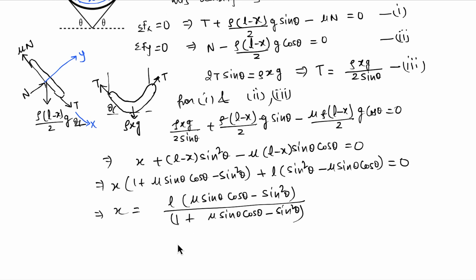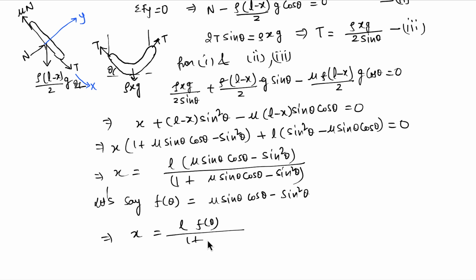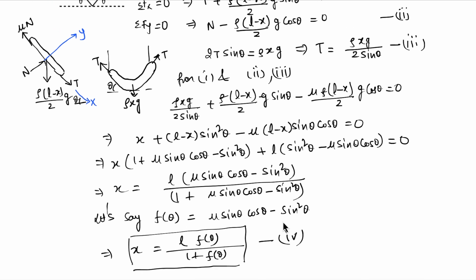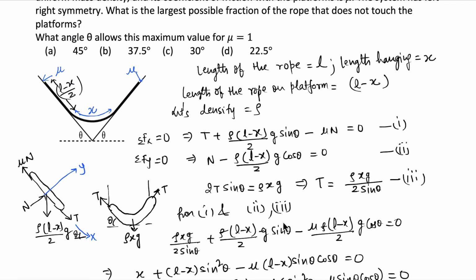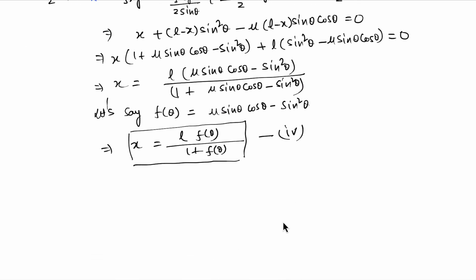Okay, so let's assume that f theta is mu sine theta cos theta minus sine square theta. That implies x is L f theta by 1 plus f theta. So for any given angle and mu, this is the length that is hanging. Now the question is also asking what is the angle theta which maximizes the hang, or x, if mu is equal to 1.